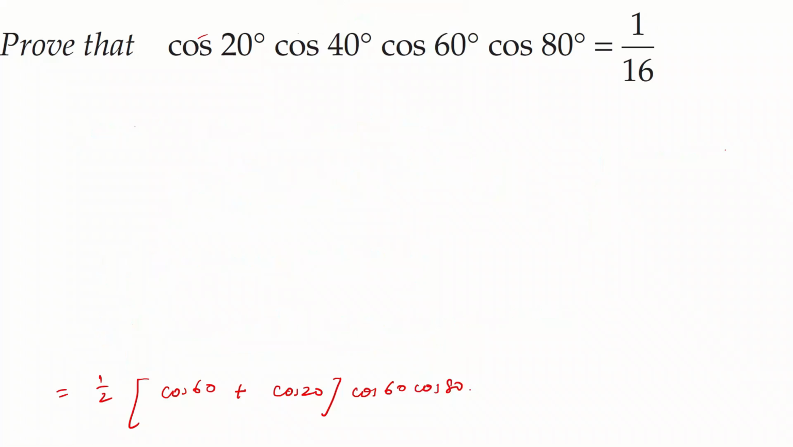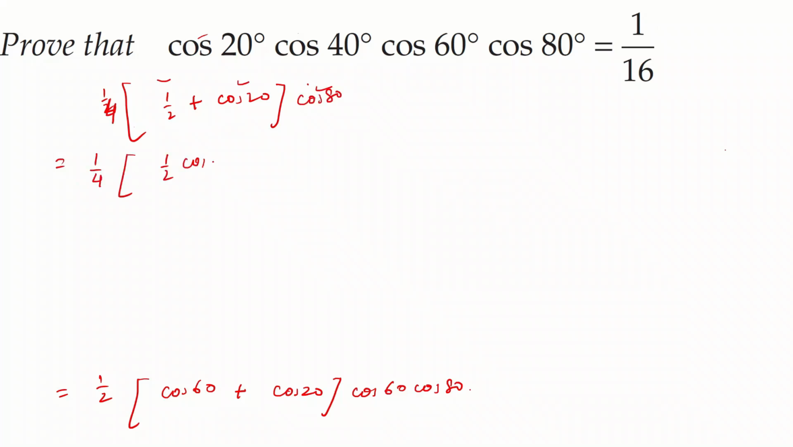So I've erased the above parts. So what we can do is put down the value of cos 60, which is half, plus cos 20 remains as it is, and again cos 60 is half, so I multiply this half with this half and make it 1 by 4, and then cos 80. Now I take this cos 80 and multiply it with each of these two terms. So 1 over 4, 1 by 2 cos 80 plus cos 20 cos 80.